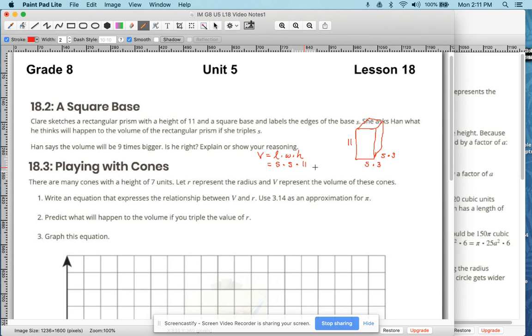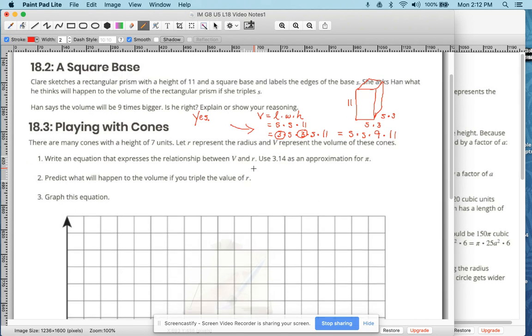Okay, so I'm just going to fill in what we do know. She wants to triple, so 3 times this S and 3 times this S, and then we multiply by 11. Well, what's happening here? She's actually multiplying by 3 two different times, which is the same as multiplying S times 9, and then our height. So that is explaining that he is right. So is he right? Yes, we think he is. And there is our explanation.